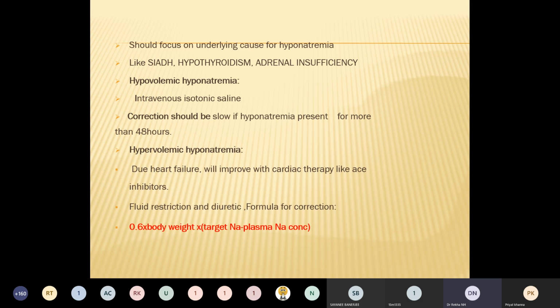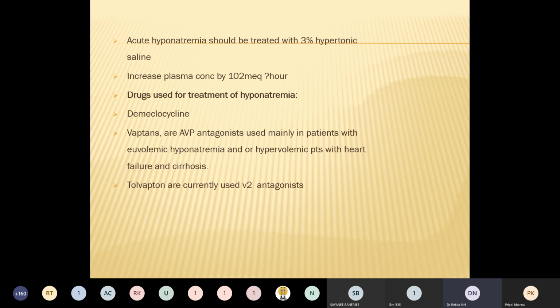therapy. So this is the formula, that is 0.6 into body weight multiplied by target sodium minus the patient's present serum sodium concentration. Acute hyponatremia with CNS symptoms should be treated with 3% hypertonic saline, and increase plasma concentration by 1 or 2 milliequivalents, 12 milliequivalents. Sorry, there is some mistake here.